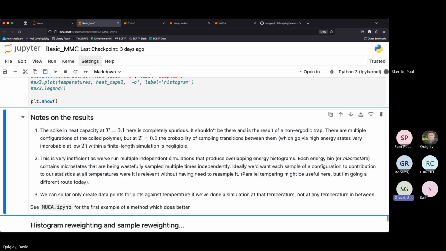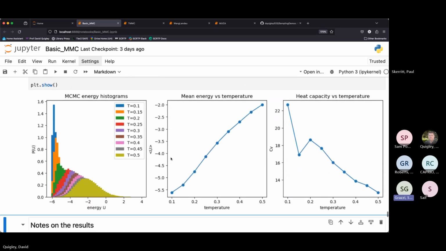So if I run this, I should get 3 plots. So what you're seeing is from each of these individual simulations, 0.1 up to 0.5, that's the energy histogram that I got from running that single simulation. This is my best estimate of mean versus temperature. I've been a bit naughty here.